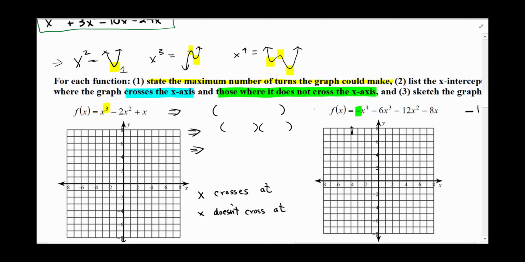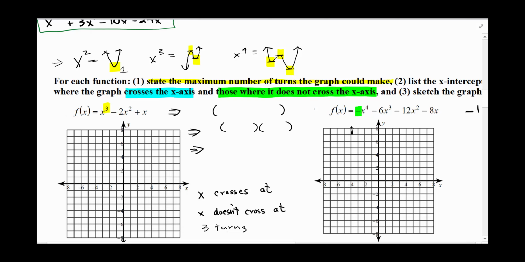A cubic, 2 turns. 2 is 1 less than 3. A quartic, x to the 4th: 1, 2, 3 turns. 3 is 1 less than 4. So that's all it's talking about. So for this, there will be 3 turns at the most.